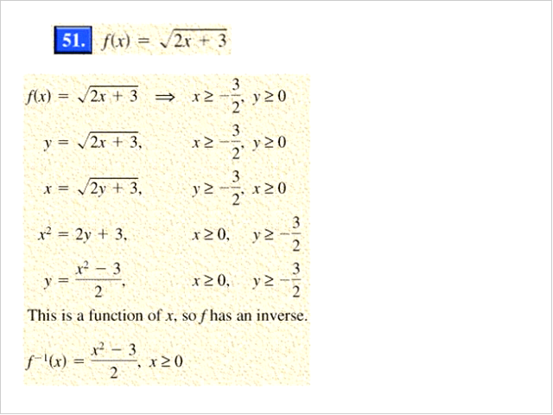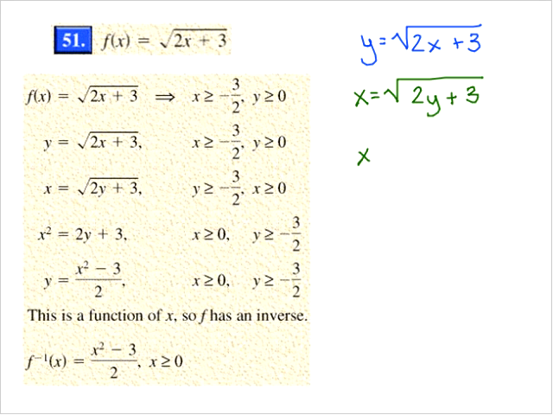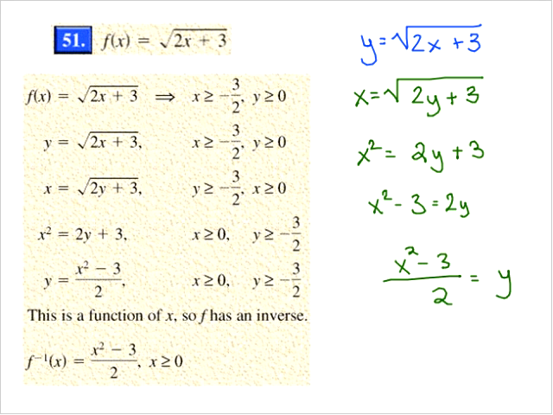So let's test this one out. So y equals square root of 2x plus 3. Let's switch them around here. x equals square root of 2y plus 3. I want to start by getting rid of the square root, so I'm going to square both sides. I'm then going to subtract 3. And then divide by 2. I now solve for y. That is a function right here, so f does have an inverse.